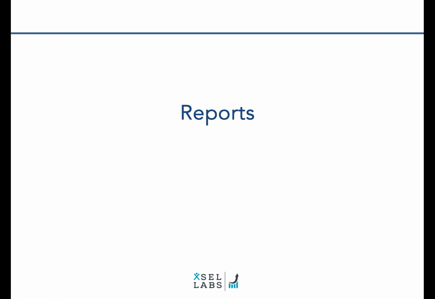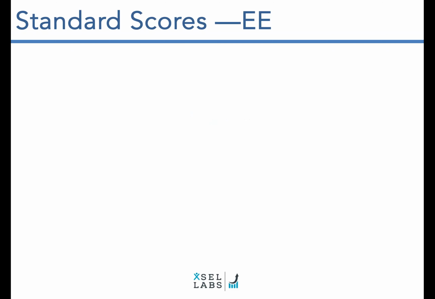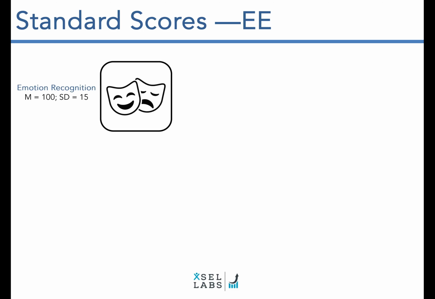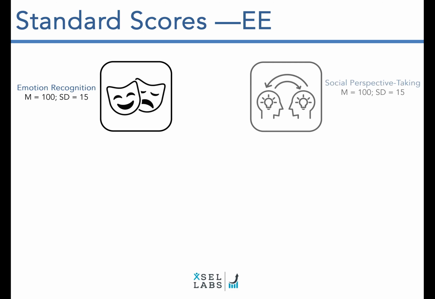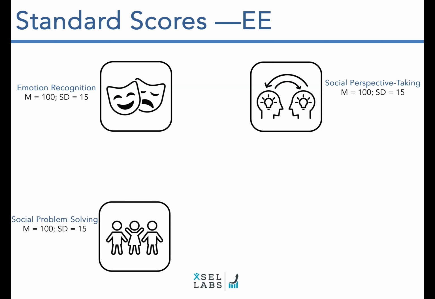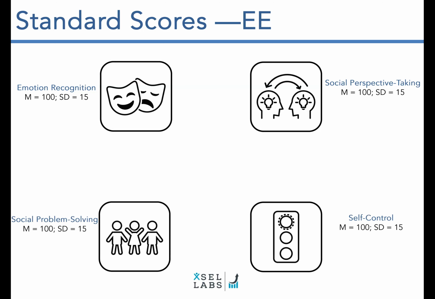This screencast offers a brief overview of SELweb reports. The SELweb system creates four different domain scores for SELweb EE. One for emotion recognition, one for social perspective taking, one for social problem solving, and one for self-control. In addition, it creates a composite score that reflects children's competency across these four different areas.